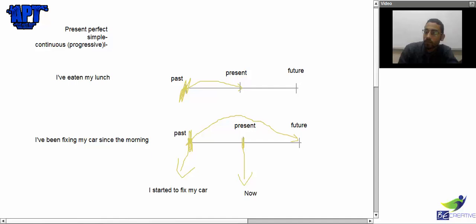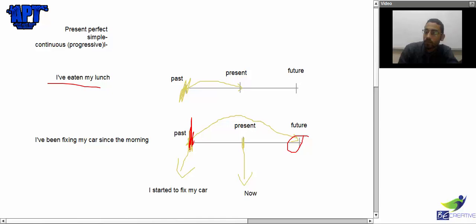Very nice. So I start in the past, I finish in the future. So now I'm not done. I'm still working. So the present perfect continuous: something started in the past will end in the future. I'm not done. Very nice. So always continuous is about happening. So again, I've been fixing my car since the morning. So I started at a point in the past here, and this is now, and I will finish here in the future.